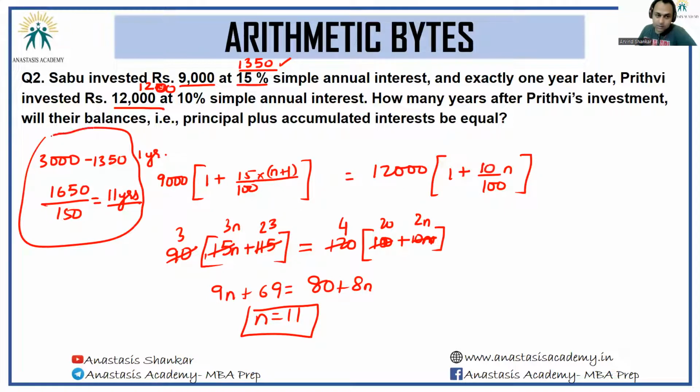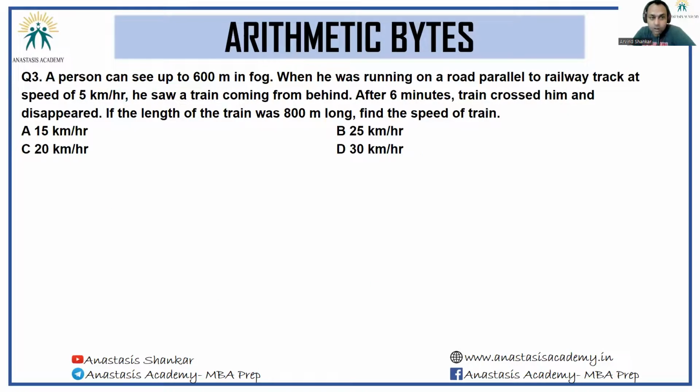But this is APGP sort of thinking. This is more arithmetic sort of thinking for the time being, because this is arithmetic bites. We do the arithmetic way of thinking. Okay, a person can see up to 600 meters in fog. When he was running on a road parallel to a railway track at the speed of 5 km/h, he saw a train coming from behind. After 6 minutes, the train crossed him and disappeared. If the length of the train was 800 meters long, find the speed of the train.